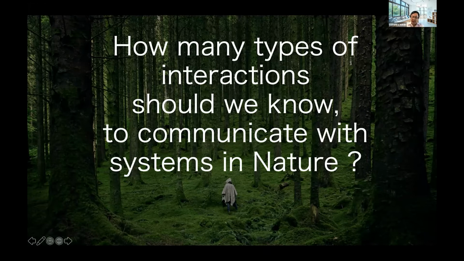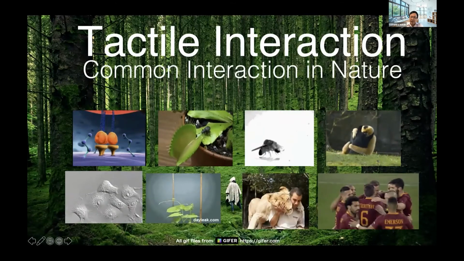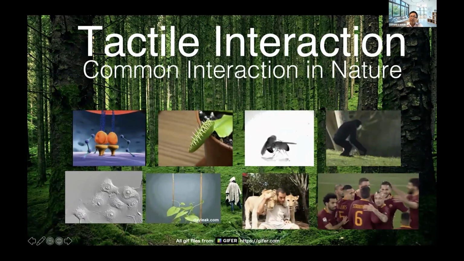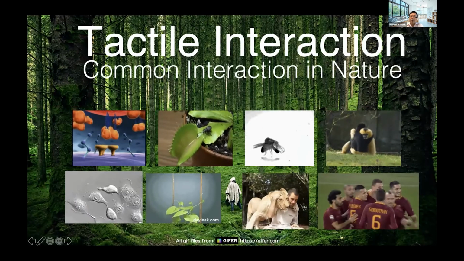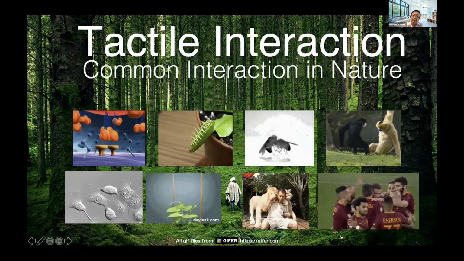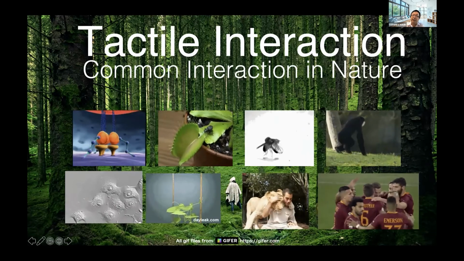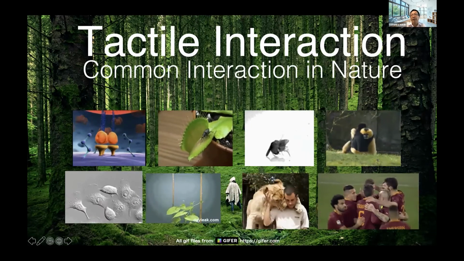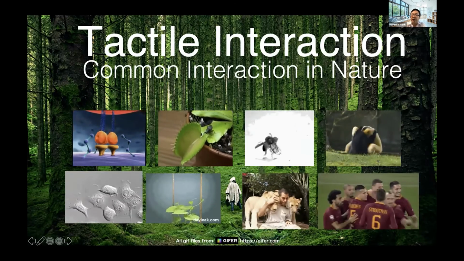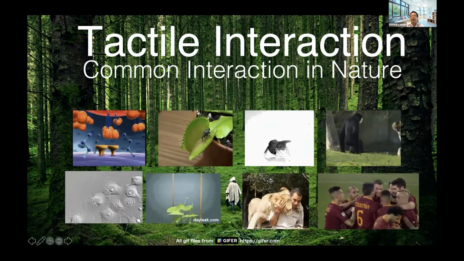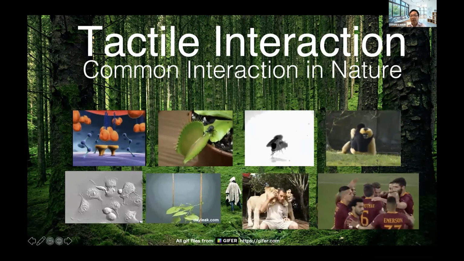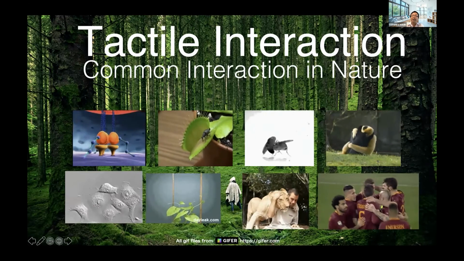But I think we have one common interaction. That is the tactile interaction. As we see here, from molecules, cells, plants, insects, animals, and humans, we can share the same interaction, what is called tactile interaction. So I focus on tactile interaction, and I would like to develop a computation model with tactile interaction.